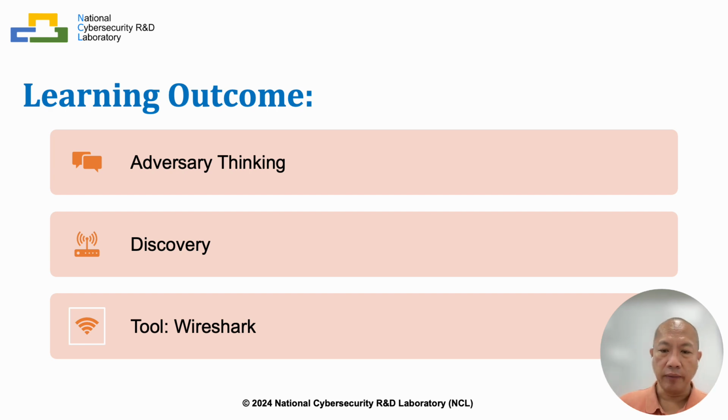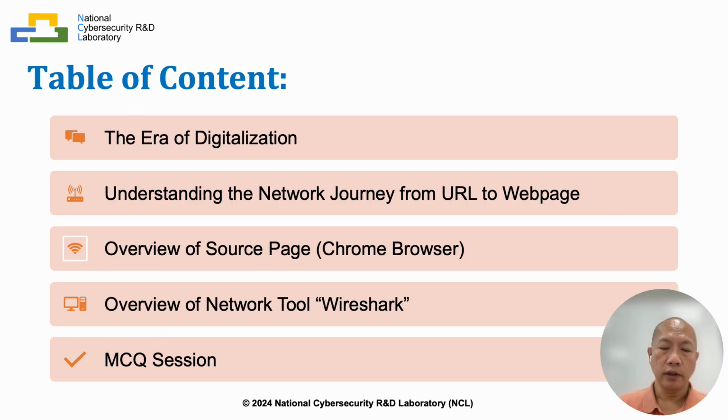Discovery in networking basically deals with the who, what, where, when, why. What is being transmitted on the network? Who is transmitting? Where is it being transmitted to? When is it transmitted? And why is it being transmitted? Right? So this is what we're going to cover for today.